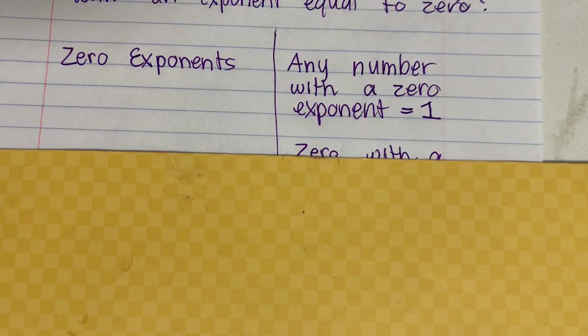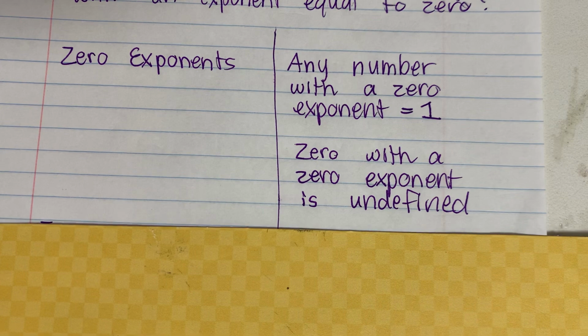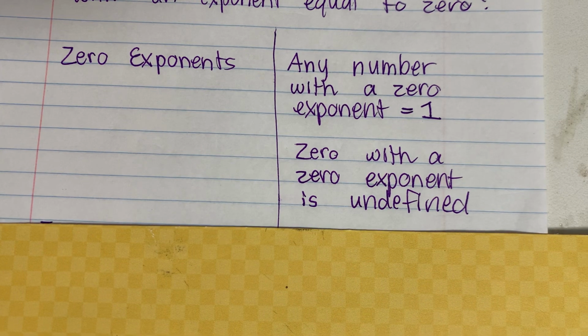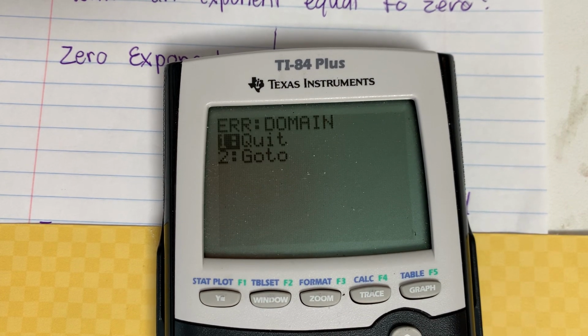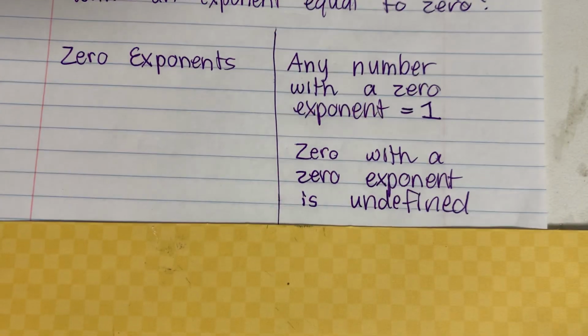Now, that works as long as your base is not 0. So let's take a look at what happens when I do 0 to the 0 power. Oh, domain is wrong. Error. Not good. Can't do it. So 0 to the 0 power is called undefined.